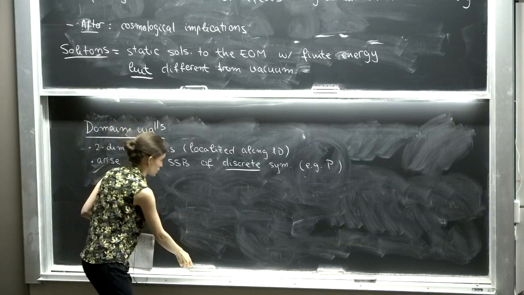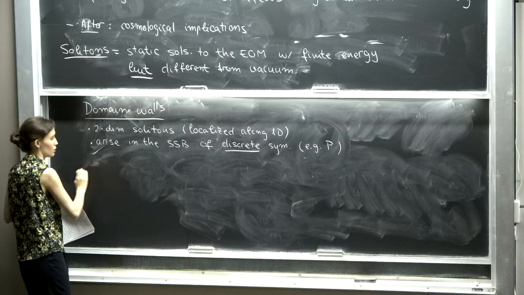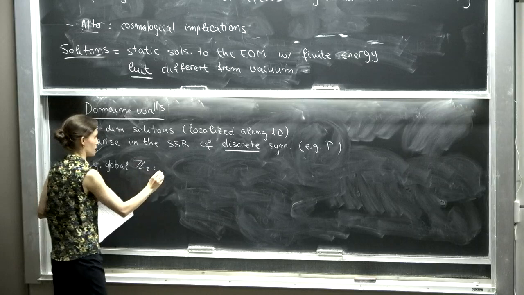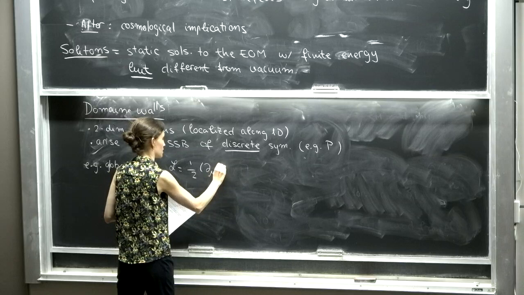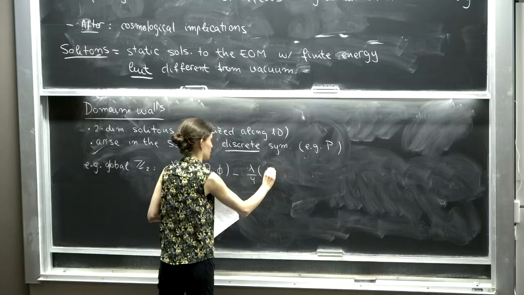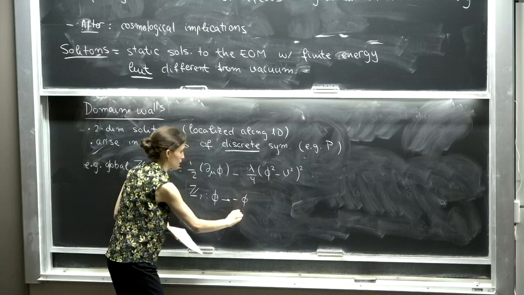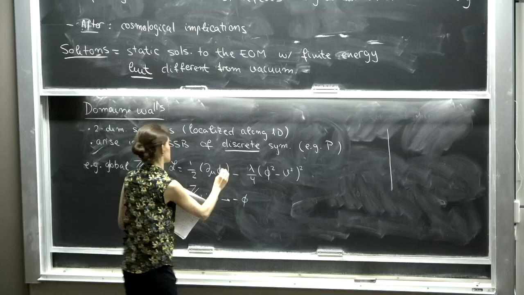The simplest example of a theory that contains this type of soliton is a theory that has a global C2 symmetry. Let me write that down: there's some real scalar field phi with some potential that has a minimum at non-zero phi. Under the C2, phi goes to minus phi, and this whole thing is invariant.